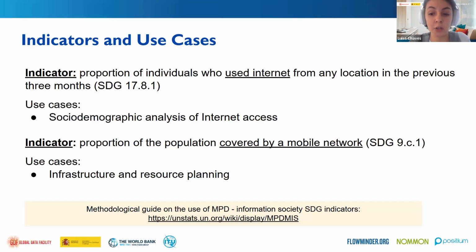For example, indicator 17.8.1 measures the proportion of individuals who have used the internet from any location in the past 3 months. This gives us a snapshot of how effectively the population is engaging with the digital world. Another key measurement is indicator 9.c.1, which looks at the proportion of population covered by a mobile network, aiming to increase access to information and communication technologies and to provide universal and affordable internet access. It is particularly valuable to support infrastructure and resource planning.